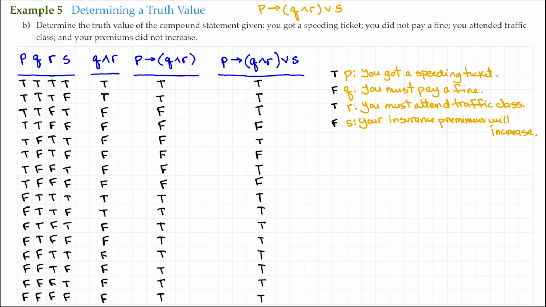So we're looking for true, false, true, false. P is true, Q is false, R is true, and S is false. So we're looking for a true, false, true, false. Well, that occurs right here. True, false, true, false. P is true, Q is false, R is true, and S is false. So then what is the resulting truth value for our compound statement? It's right here. It's false.